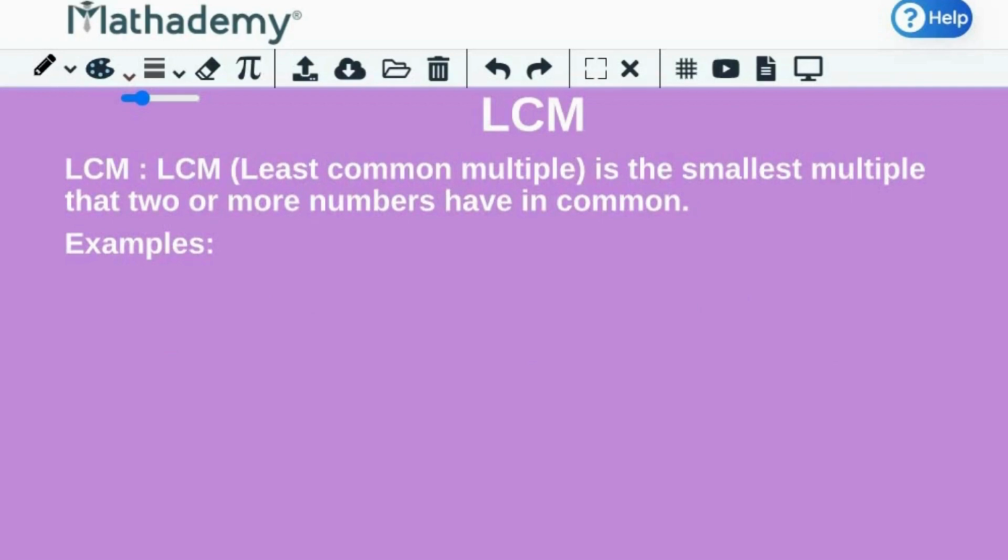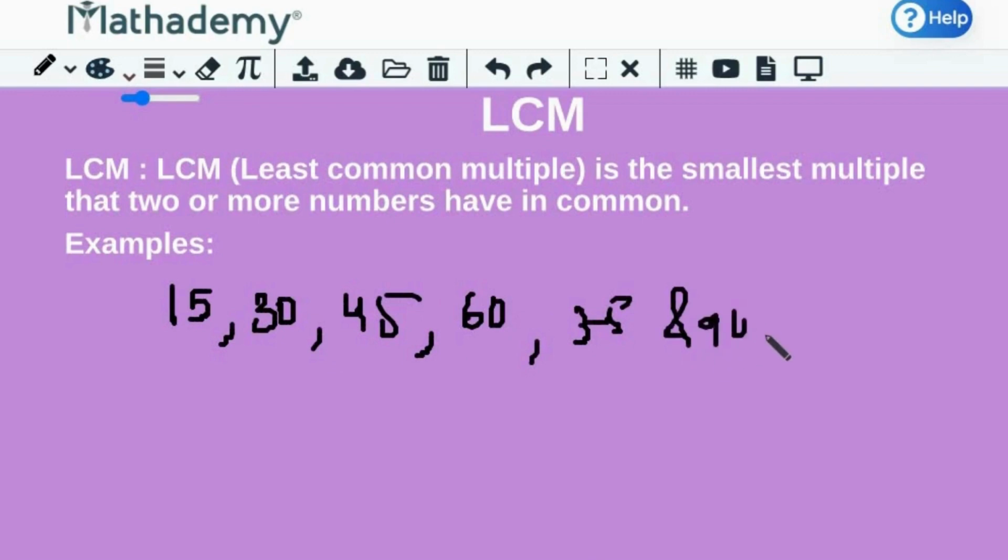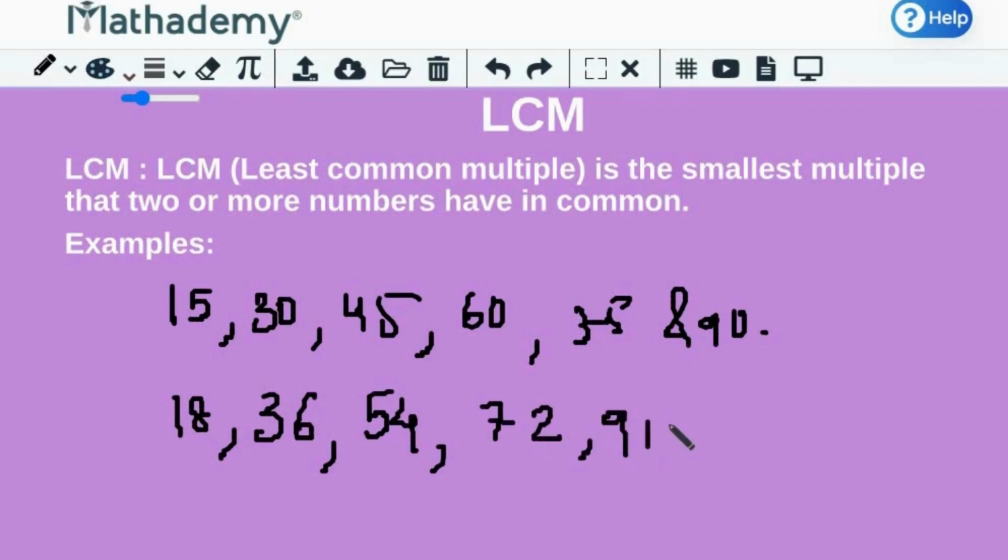Let's understand this with the help of an example. Consider 15 and 18. Now, the first 6 multiples of 15 are 15, 30, 45, 60, 75 and 90. And the first 6 multiples of 18 are 18, 36, 54, 72, 90 and 108.